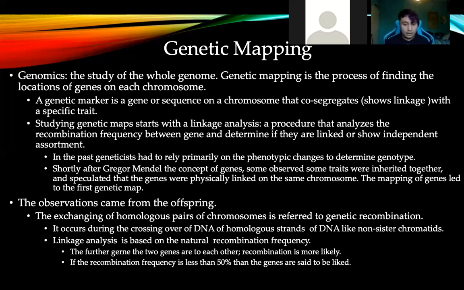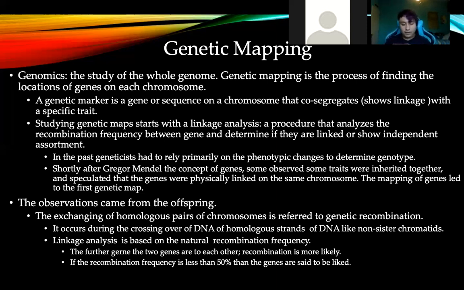So by studying genetic maps, starting with linkage analysis, linkage analysis is a procedure that analyzes recombination frequency between genes and determines if they are linked or show independent assortment. In the past, geneticists have had to rely primarily on the phenotype to determine what the genotype might be. Shortly after this, however, Gregor Mendel brought the concept of genes and observed some traits were inherited together, and speculated that genes were physically linked on the same chromosome. The mapping of genes led to the first genetic map.